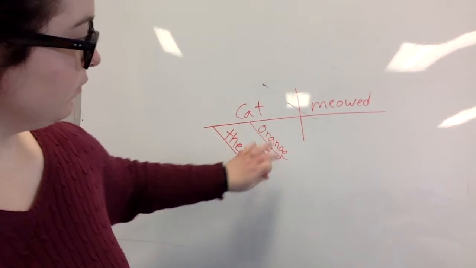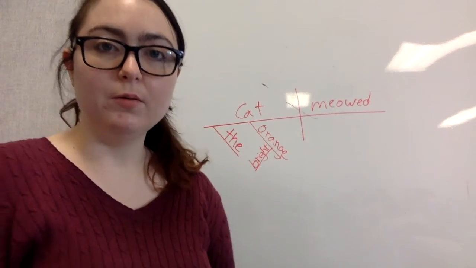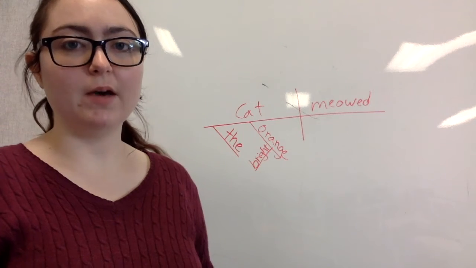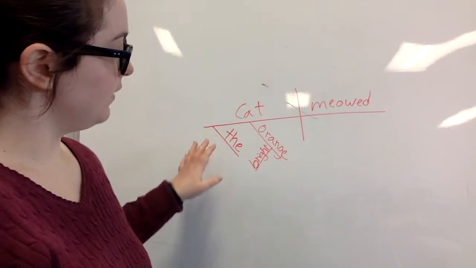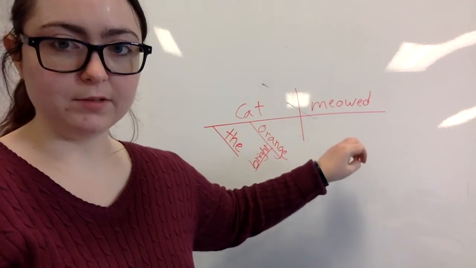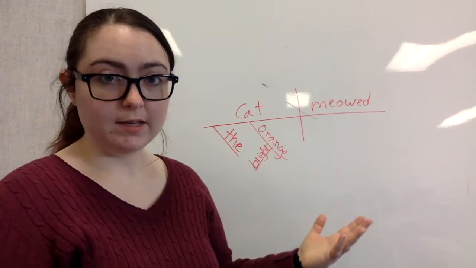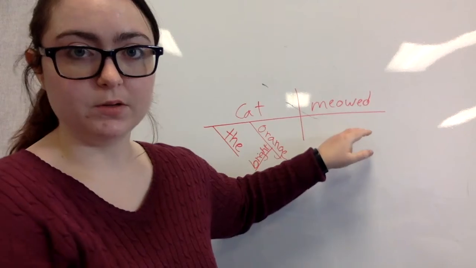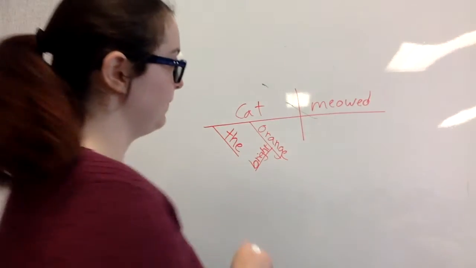Okay, the bright orange cat meowed. Okay, what if we want to modify meowed? What if we want to tell how the cat meowed? Okay, so we could say the bright orange cat meowed loudly. Since loudly is telling us how the cat meowed, then that means it's modifying meowed. So it goes on a diagonal line underneath that.